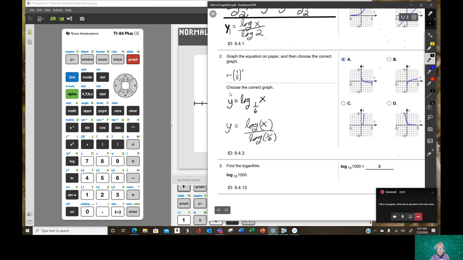So, you might prefer using log base, but always remember, if you don't have log base on your calculator, you can use the change of base formula and still get the right answer. Very handy.